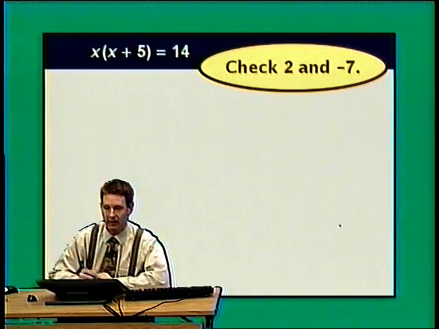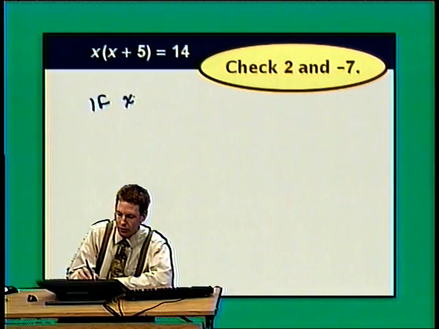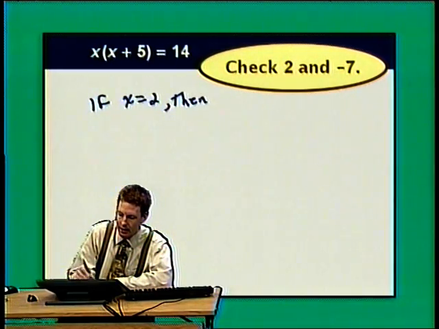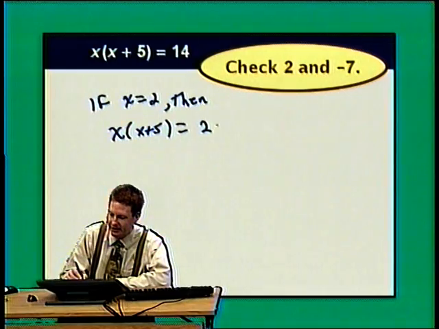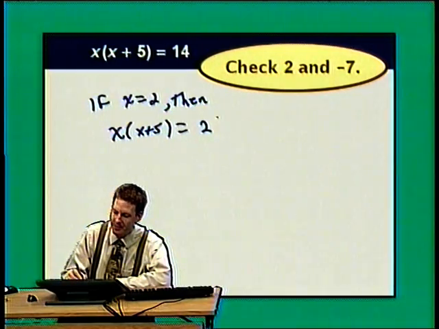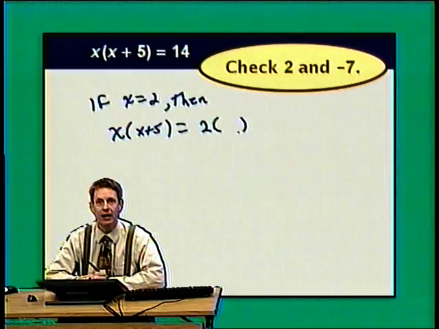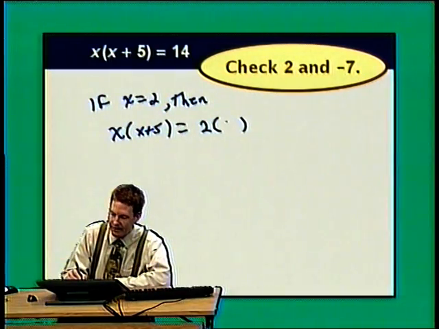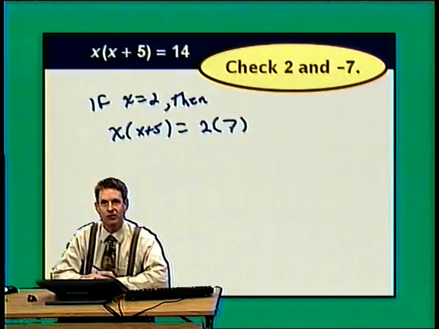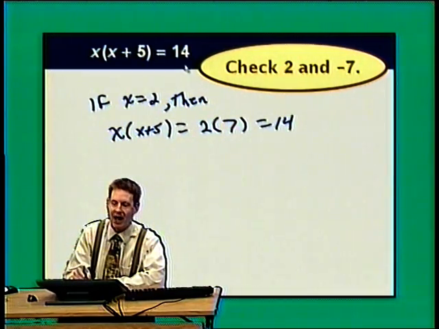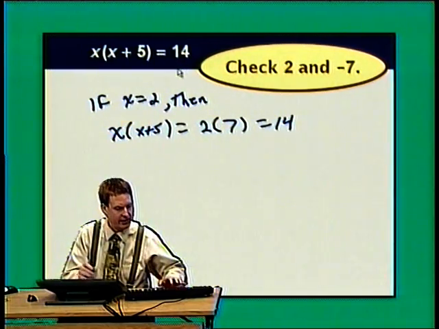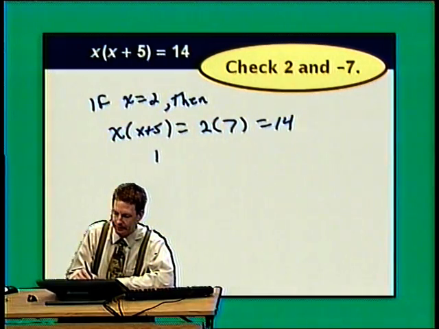We need to check. If x equals 2, then x times x plus 5, I'm going to do a little bit of the arithmetic in my head. X is 2, no arithmetic there. The little bit of the arithmetic that I'm going to do in my head is the x plus 5 factor. If x is 2, 2 plus 5 is 7. So x times x plus 5 is 2 times 7, which is 14. I'm not going to just check. I am going to look back and say, you know what, that is what I wanted, x times x plus 5 to equal 14.